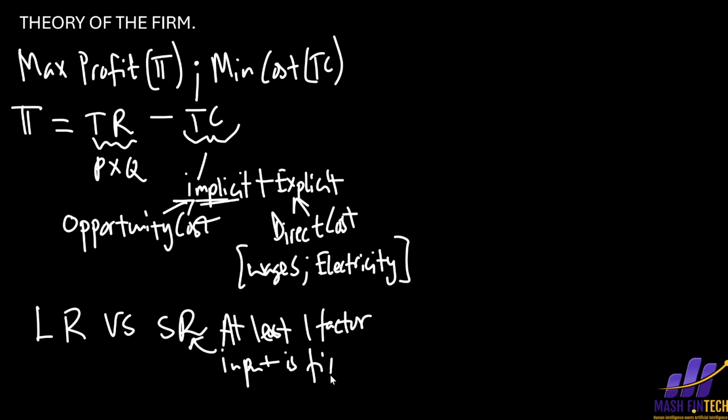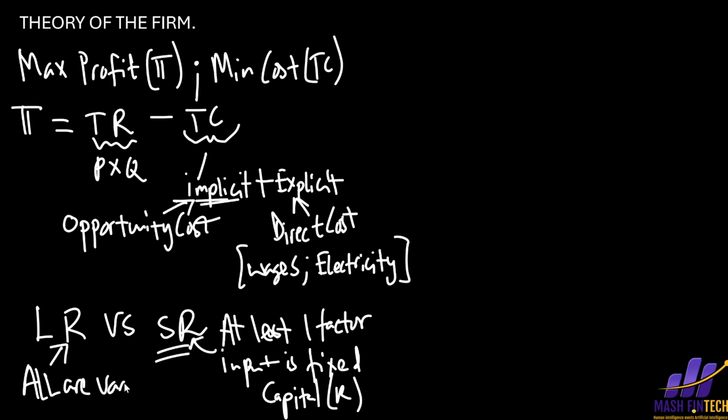is fixed. And usually the fixed factor input in the short run is capital. And we use the letter K to represent capital. So at least one factor input is fixed. So in the short run, you are going to experience what we call fixed cost. I'm going to get into detail with that. But in the long run, all factor inputs are variable. In the long run, everything changes. We have enough time to change our capital. We have enough time to invest in new buildings, new machinery, and so forth. So there is that difference.